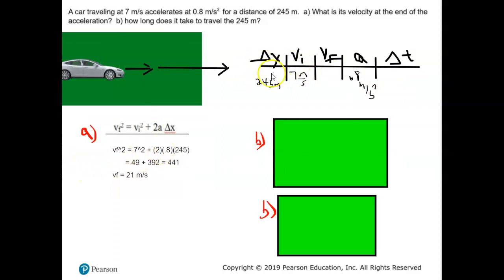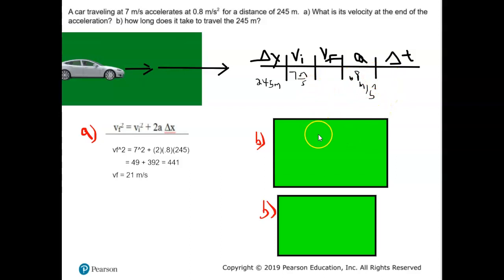Again, it's just as simple as taking those values from the chart, putting them where the letters are, and then doing algebra at the end. So at the end of this acceleration period, where the 245 meters, this car is traveling at 21 meters per second. For part B, it asks how long does it take, so we're looking for the time. We're solving for that. So we need an equation with time in it.